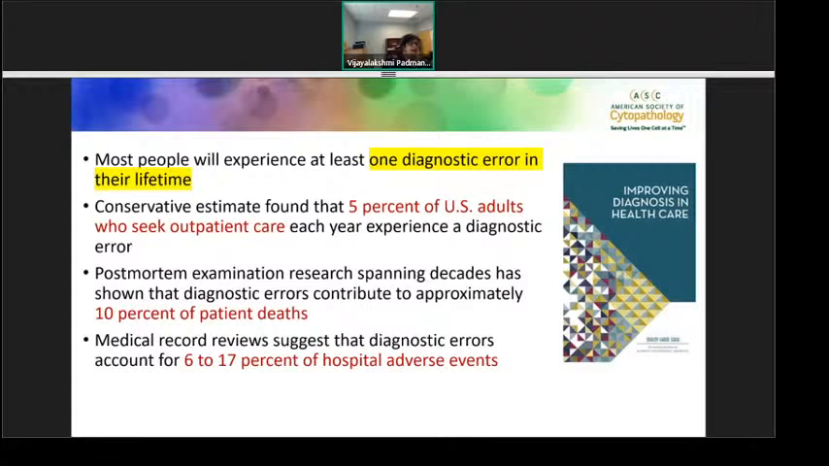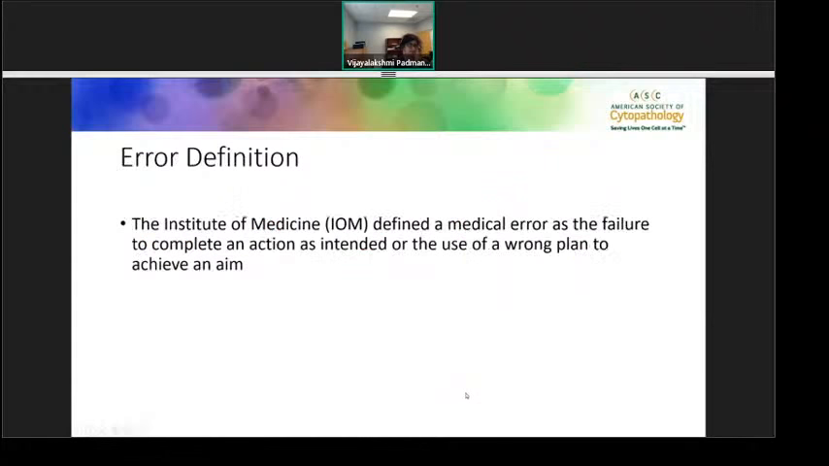Now, at the very least, most people will experience at least one diagnostic error in their lifetime. That is huge. And conservative estimates found that about 5% of adults in the United States who seek outpatient care every year will experience a diagnostic error. And diagnostic errors are actually a big part of litigation and malpractice suits and so on. And they are 6 to 17% of hospital adverse events.